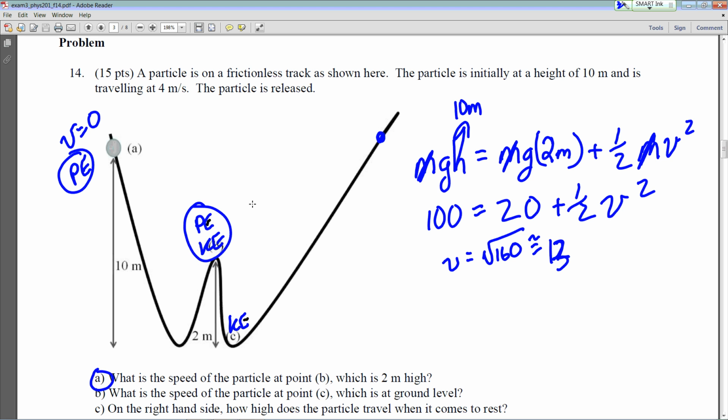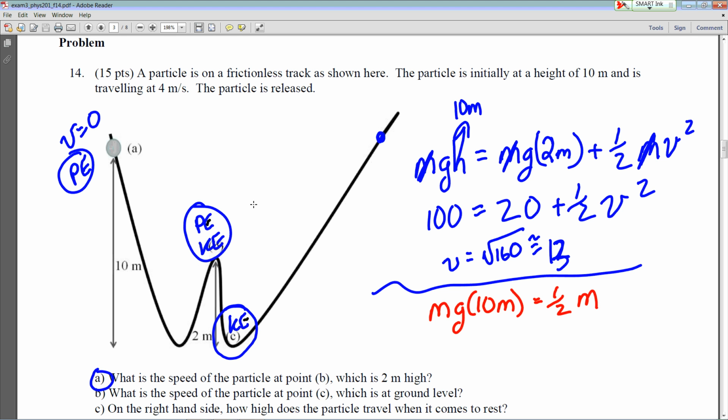Okay, and then at point C, this is different because it only has kinetic energy here. So you would say the potential energy, mg times 10 meters, is equal to 1/2 mv squared. That's the velocity at point C, because it only has kinetic energy. And then you'd solve for v.